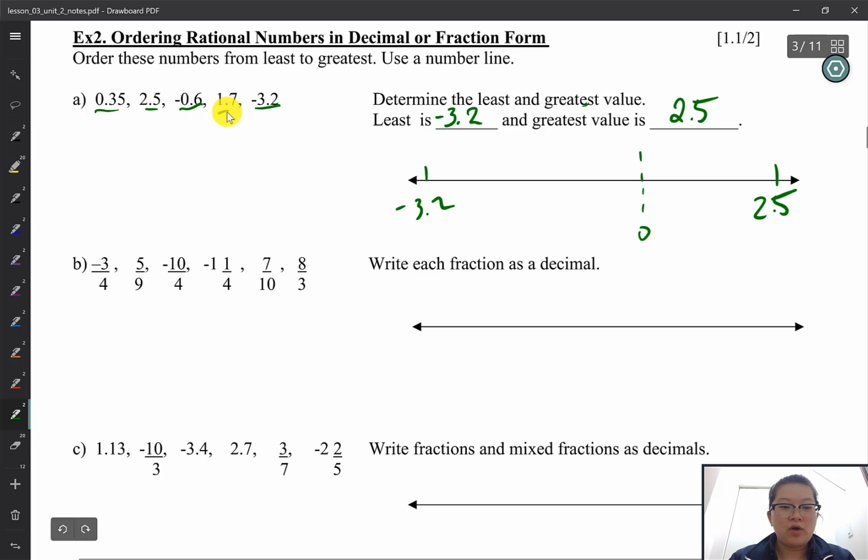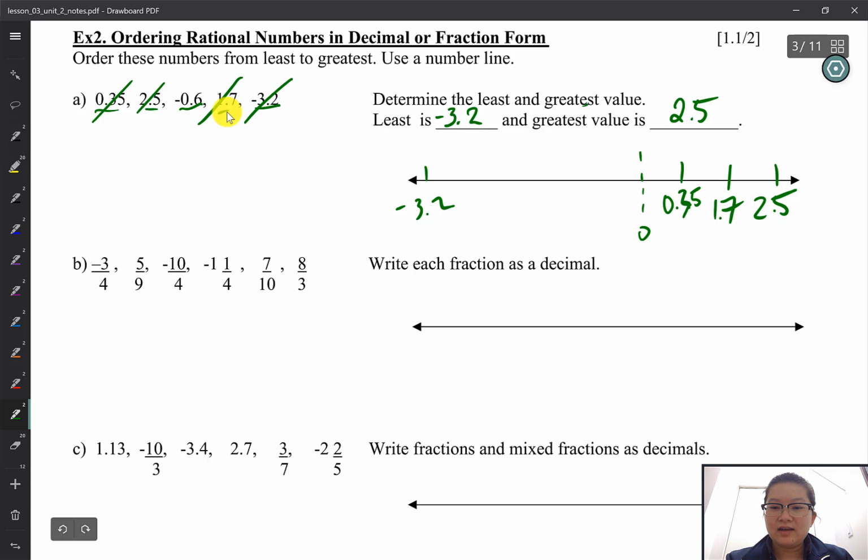If I look at the positive numbers, the one that's a little bit less than 2.5 is 1.7. Oh, and it's a good idea to cross out numbers as you go. So I'm going to put 1.7 down. It's going to be roughly there. And something less than 1.7 is going to be 0.35. The reason it's less is because it doesn't have a whole number. Anything that has a whole number is going to be bigger than something that's just a fraction. It's just like eating part of a pizza versus a whole pizza, or even more than a whole pizza.